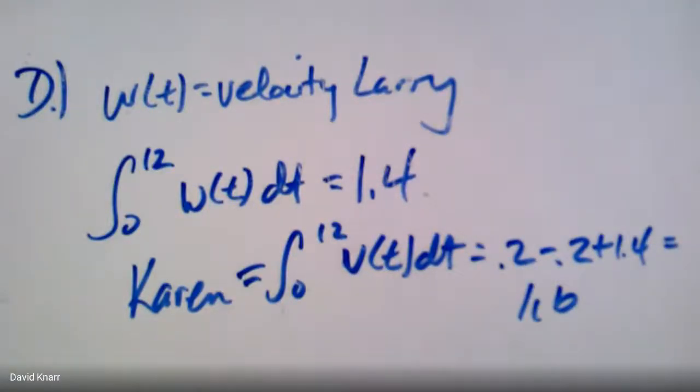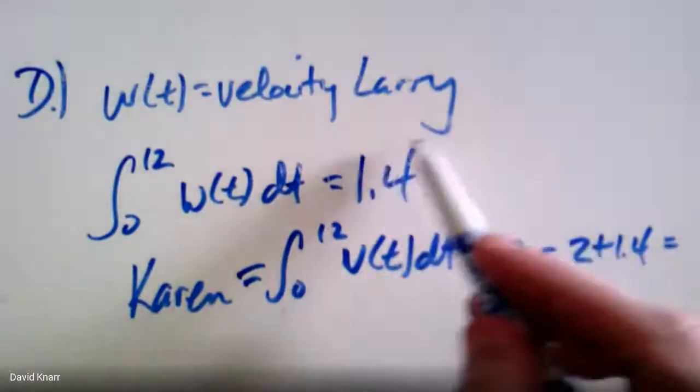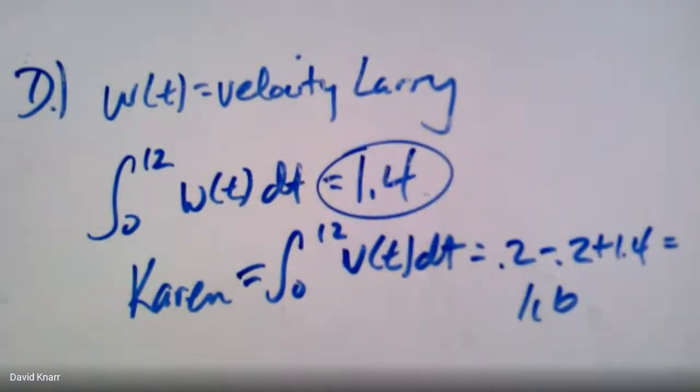So who lives closer to school? Larry. He lives 1.4 miles from school. Karen lives 1.6. And this 0.2 and negative 0.2 should make sense to you, because the 0.2 miles is Karen going from home on her way to school. And then remember, at t equals 2, she turned around and went back. So she went a negative 0.2 because she had to get back home again. So she lives a total of 0.2 plus 1.4. She lives 1.6 miles from the school.